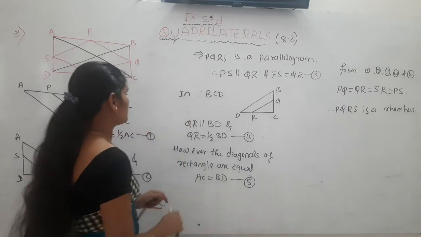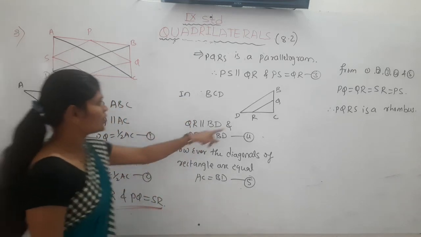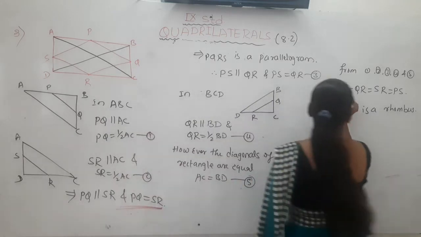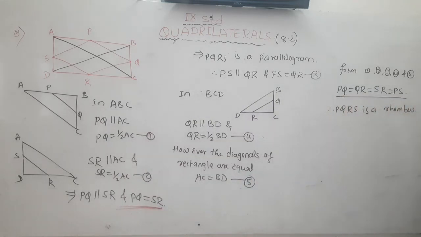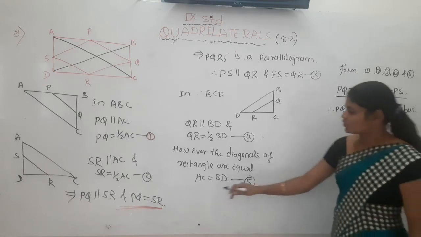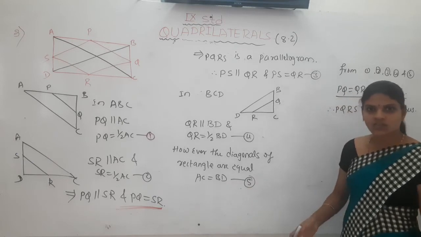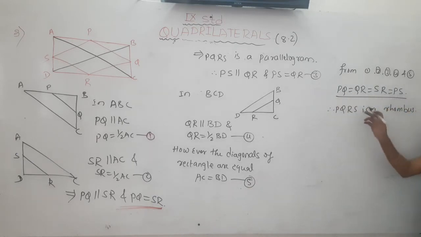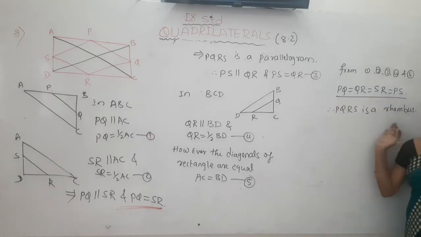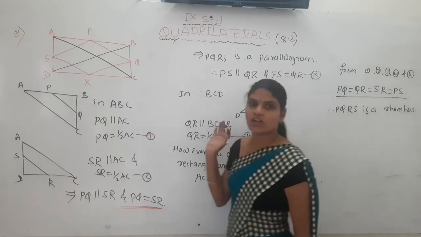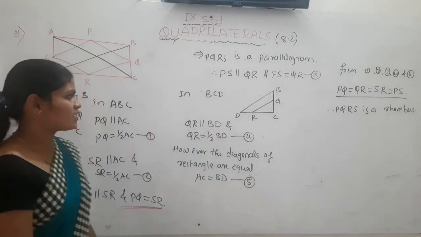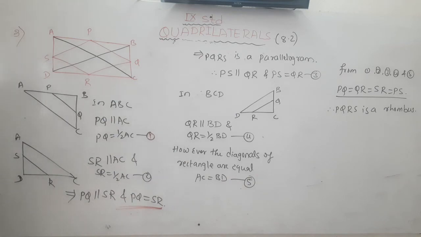So now from equations 1, 2, 3 you will get all four sides are equal to each other. All four sides are equal to each other and both the diagonals are equal to each other, means PQRS is a rhombus. Your PQRS is a rhombus, we can decide. Yes, just pause the video and take it.